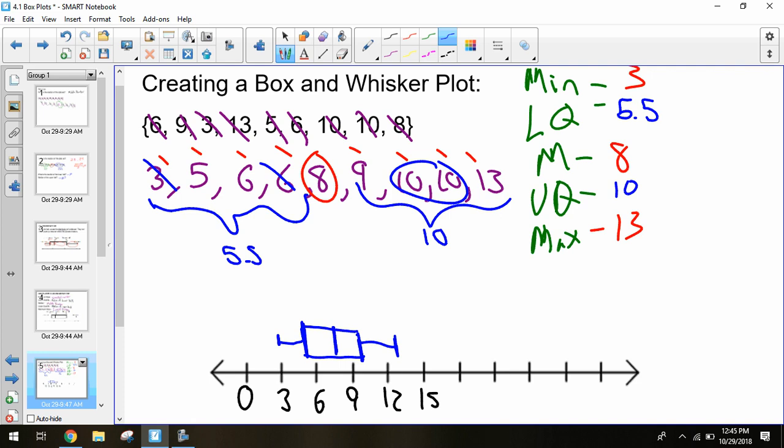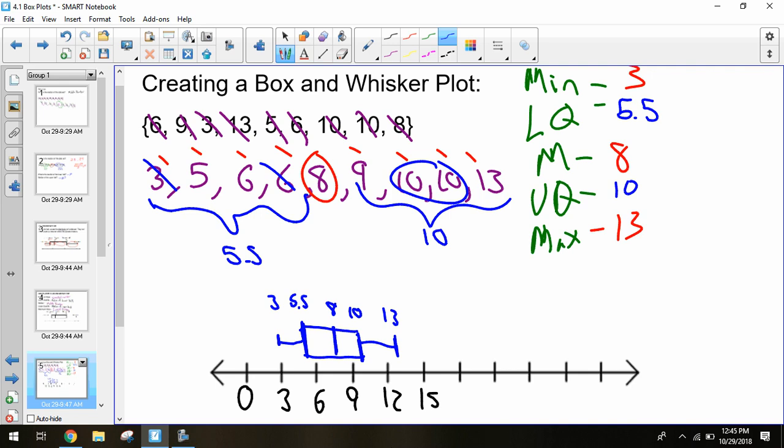I know some people like to write the values above or below the number line to represent what those numbers are. So you might want to write 3, 5.5, 8, 10, and 13. You can do that. That's good. But as long as you have this information along with it, that also tells you information. And that is how you can create a box plot. And from there, we'll talk about how to read that box plot, interpret the data, and determine those values.